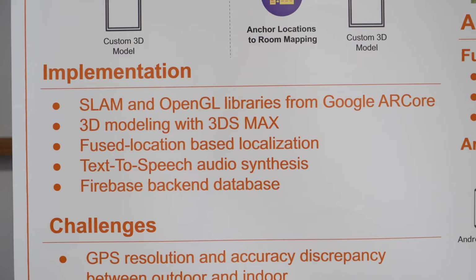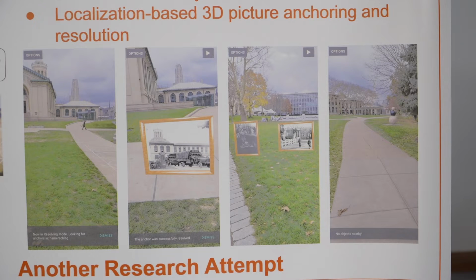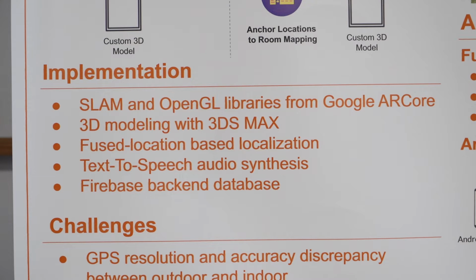Our implementation revolved primarily around using the SLAM and OpenGL libraries from Google ARCore. We built our own 3D models, the frame that you can see here, using 3ds Max. For localization, we used a library called Fused Location, which combines GPS and network data to provide better accuracy. We also had text-to-speech audio synthesis, again courtesy of Google, and a Firebase-based backend.